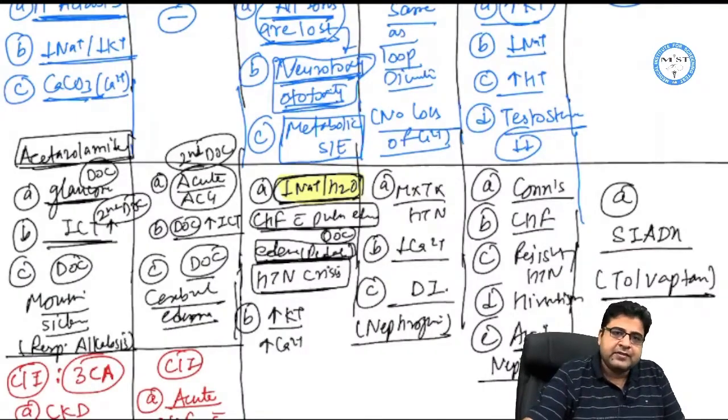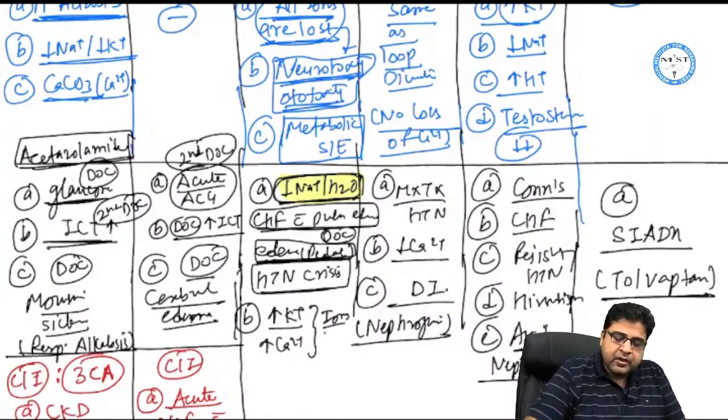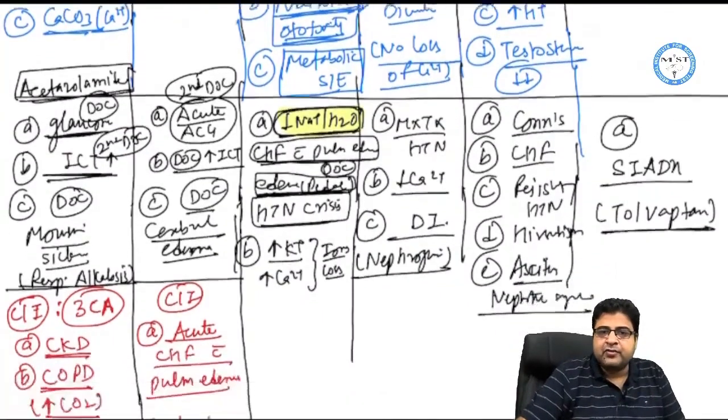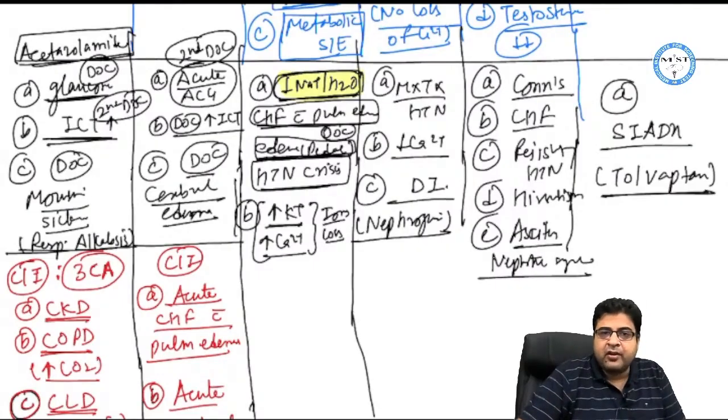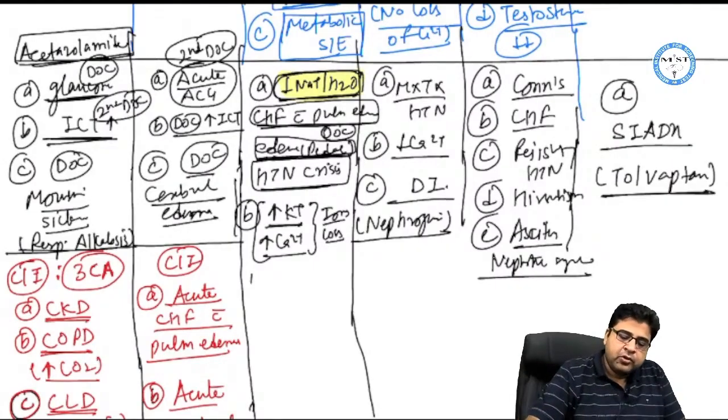Now apart from sodium and water, these medicines are also associated with loss of other ions from the body, and because of that, they are given for the treatment of hyperkalemia, as well as hypercalcemia. Two drugs belong to this class. One is known as furosemide. The second drug is torsemide.